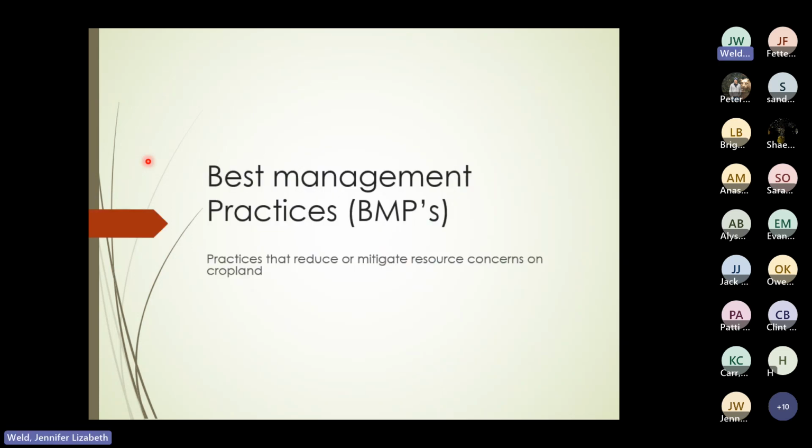So best management practices, often known as BMPs, are practices that can be used generally as a system to mitigate and reduce resource concerns on cropland. And I think it's important to remember we often talk about practices individually, but when they're installed or included in decision making, typically they're a system of practices.